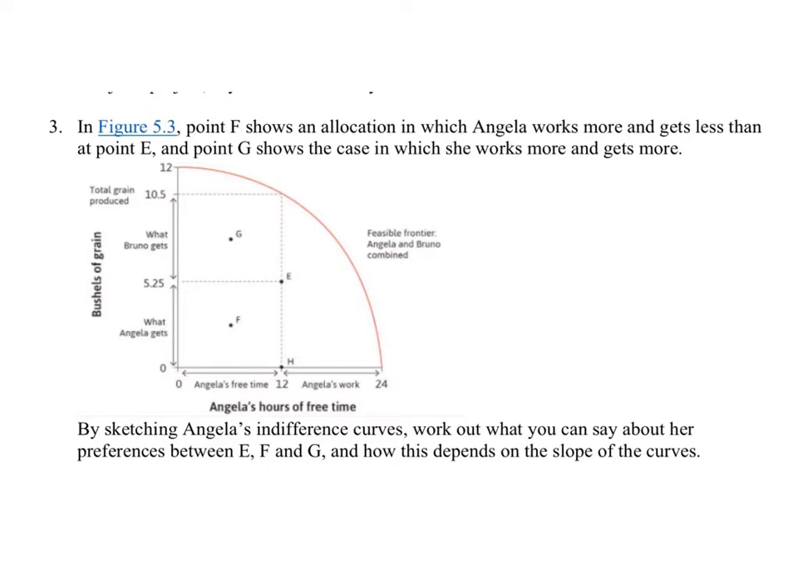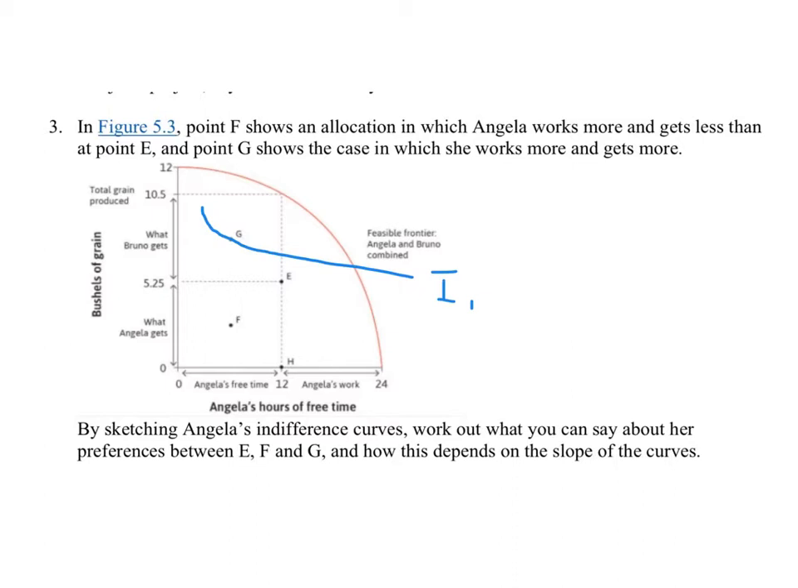So I'm going to use blue to show Angela's indifference curve if she's someone that really isn't willing to give up much grain in exchange for more free time. And that would be somebody that had really flat indifference curves. And if that's the type of person she is, notice that G is on a higher indifference curve than E.